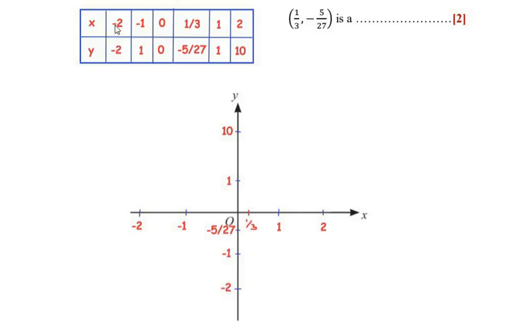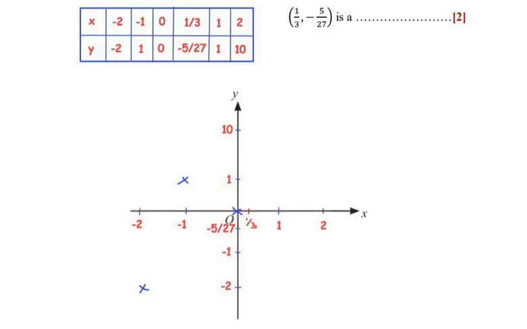So the first point is -2 and -2. So x is -2 and y is -2. So the point will be over here. Then -1 and 1. So x is -1 and y is +1. Then 0, 0, the point will be over here. Then 1/3 and -5/27. The point is over here, that is 1/3 and -5/27.